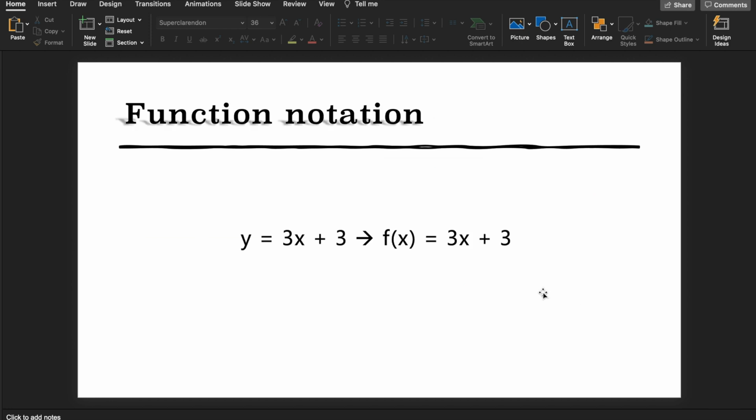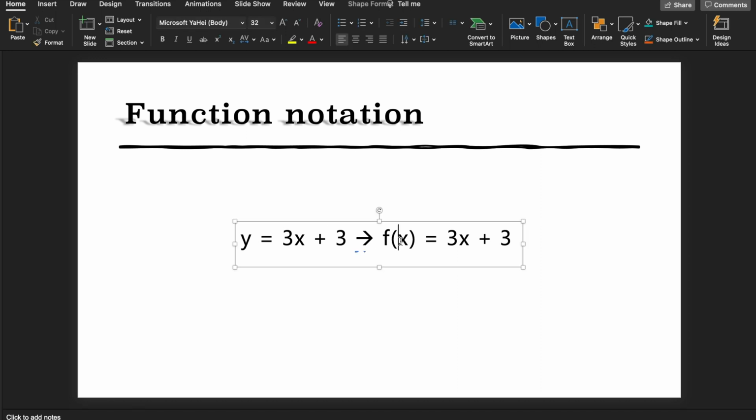Okay, the next part is function notation. There's really nothing to explain here. You just have to replace y with f of x. So you just write the value of x within here. And if you want to replace x with 2, you'll have to write f of x equals 3 into 2 plus 3, which is 6 plus 3, that is 9. That's all there is to this.